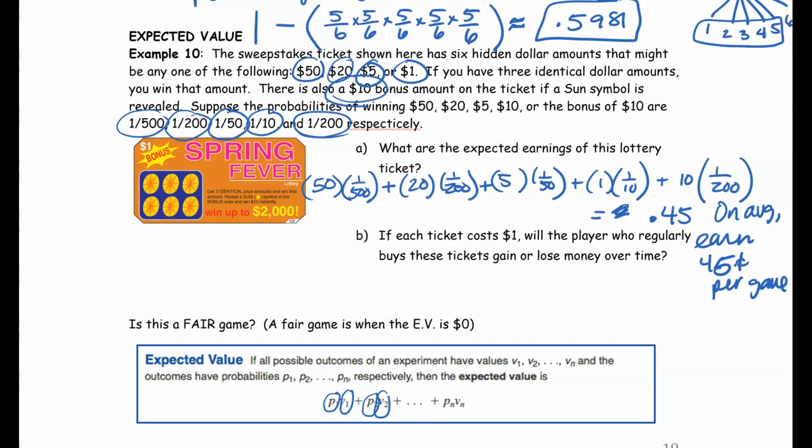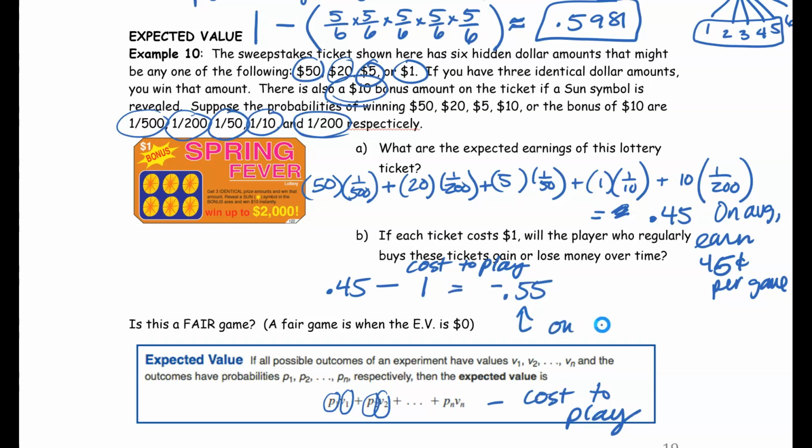Now, if each ticket costs $1, will the player who regularly buys the ticket gain or lose money over time? Well, if you have to pay money to play, then you take that expected value, which is 45 cents, and you subtract the cost to play. You can actually write that in the box down here. There's not always a cost to play, but sometimes there is. If you subtract the cost to play, we end up getting negative 0.55. So on average, if you're paying to play, you're going to lose 55 cents per game.